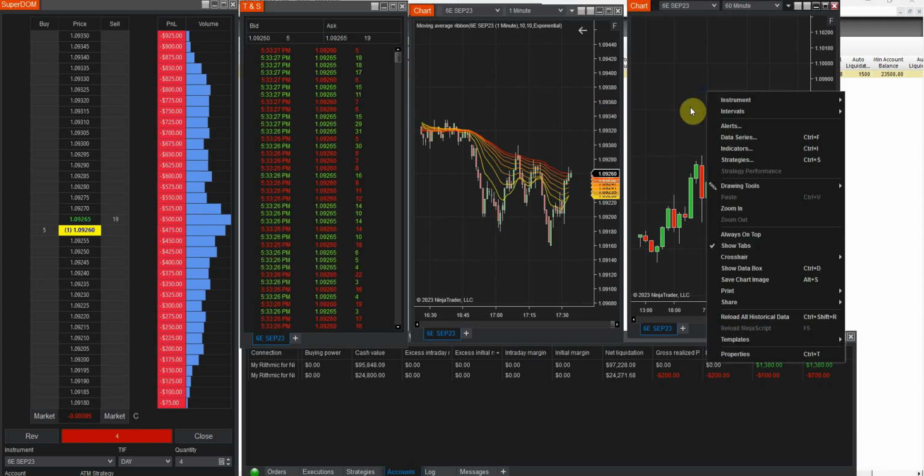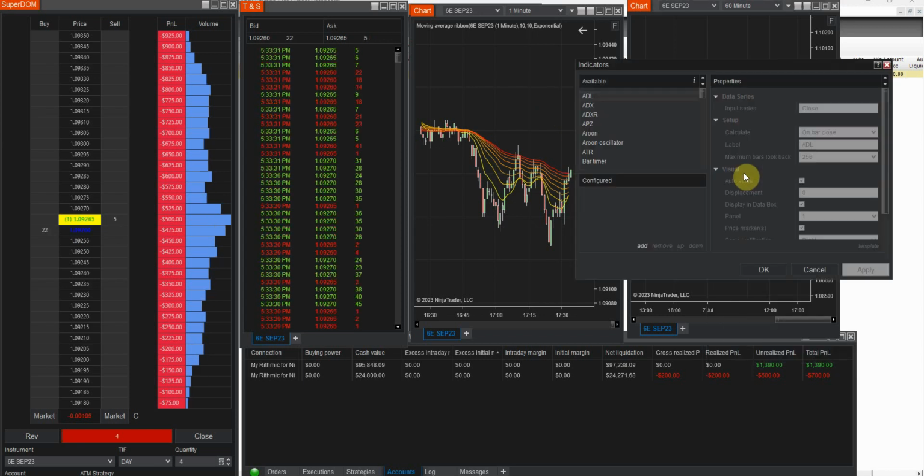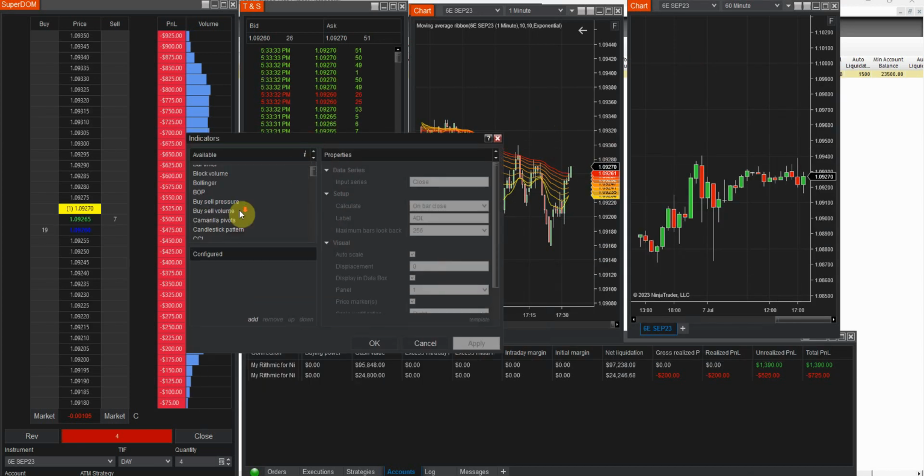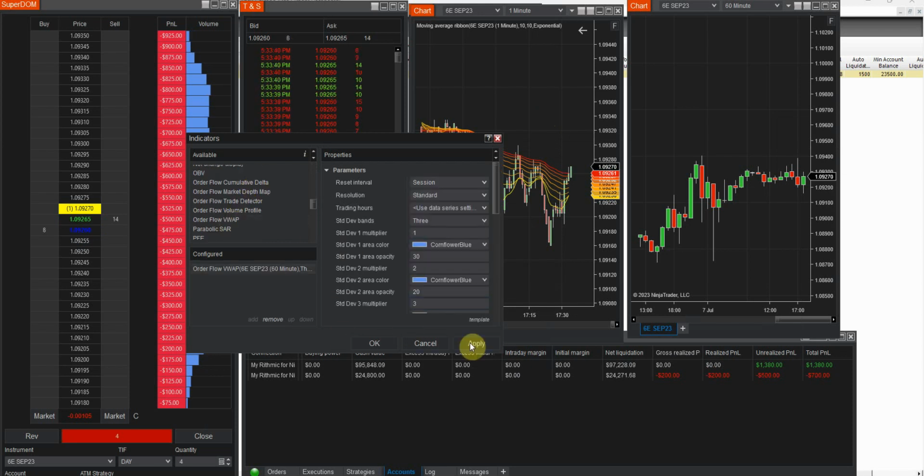And I'm going to take you through the indicators on this one. We'll see if there's any other indicators that you might be interested in. So order flow VWAP, does that work? No.